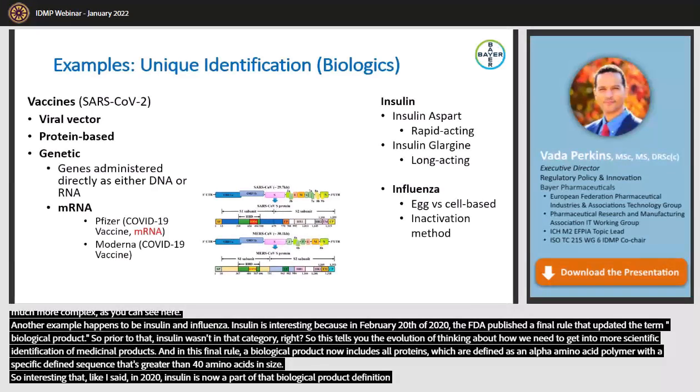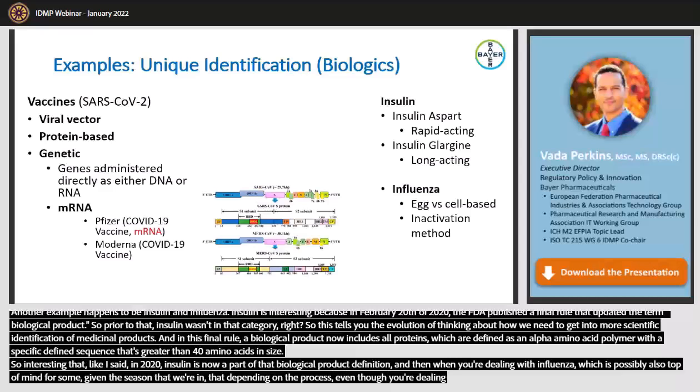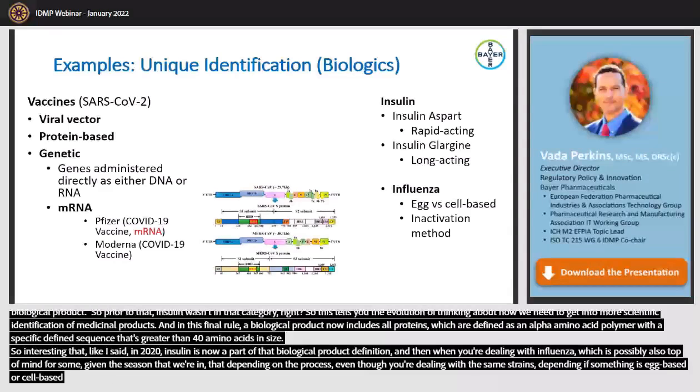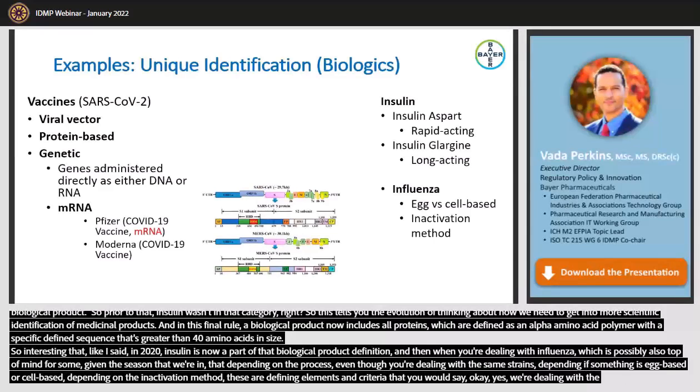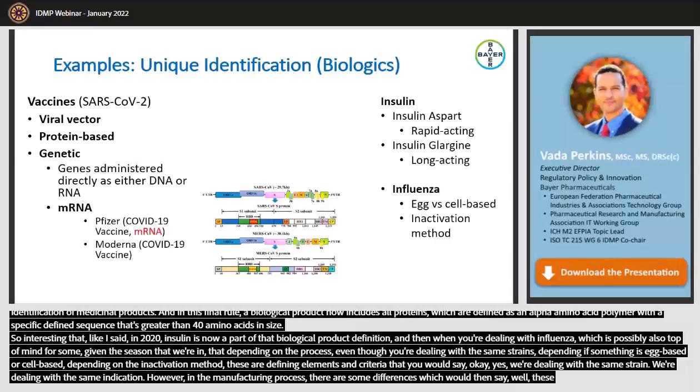And then when you're dealing with influenza, which is possibly also top of mind for some, given the season that we're in, depending on the process, even though you're dealing with the same strains, depending if something is egg-based or cell-based, depending on the inactivation method, these are defining elements and criteria. You'd say, okay, yes, we're dealing with the same strain, we're dealing with the same indication. However, in the manufacturing process, there are some differences which would then say, well, these are different substances.